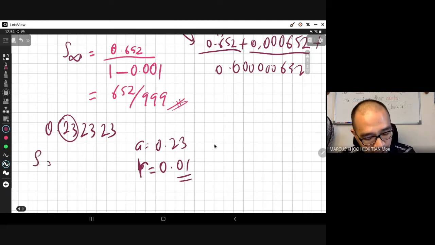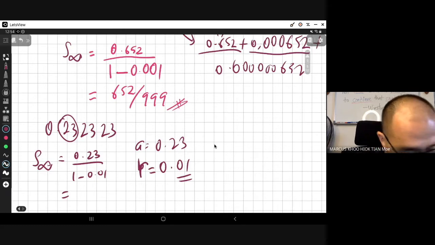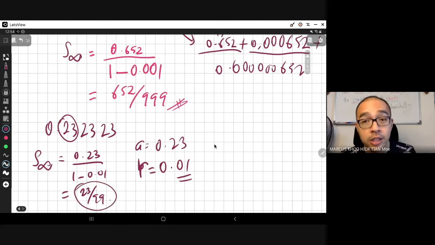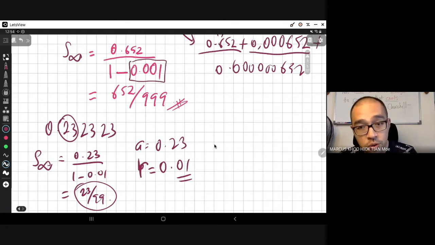So the S infinity is 0.23 divided by 1 minus 0.01. And you'll get 0.23 divided by 0.99, which is 23 over 99. Okay, and if you press 23 divided by 99 in your calculator, you will get the exact same answer. You get 0.232323232323.